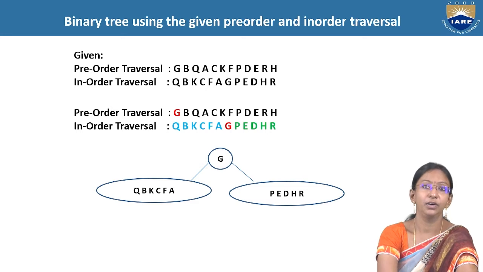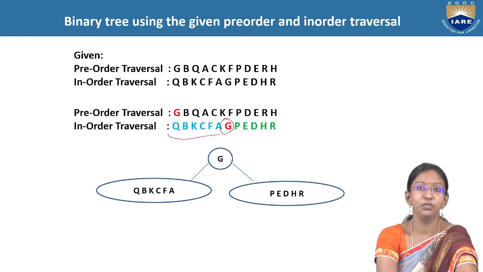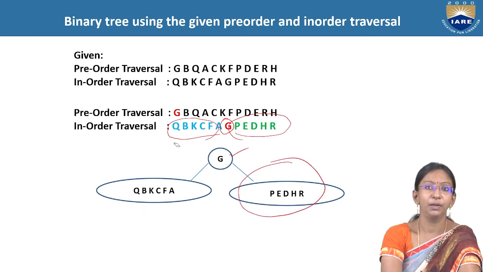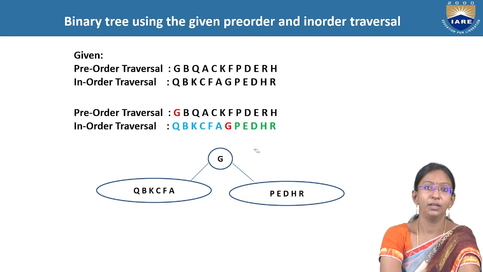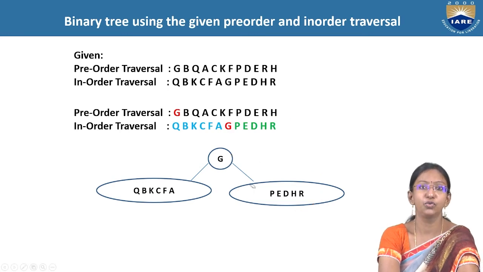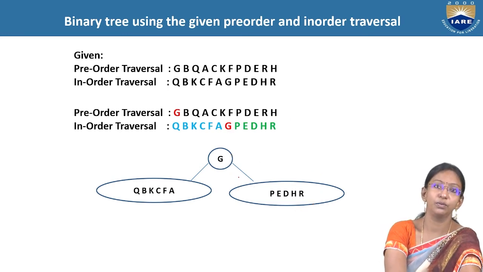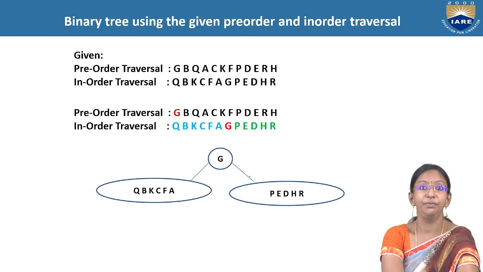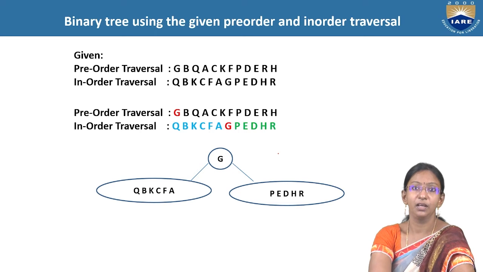Identify that in your in-order. Its left elements will be in its left subtree and the right elements will be in the right subtree. That's what I have done: left subtree and right subtree. Remember one thing, when pre-order and in-order are given, pre-order is used to identify the root, whereas in-order is used to identify the left and right children.